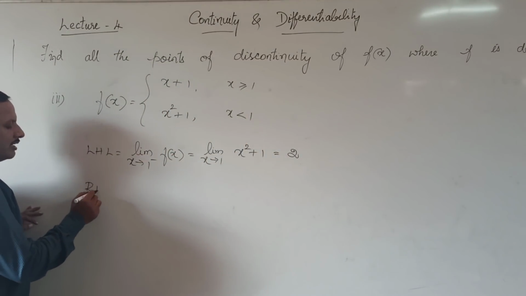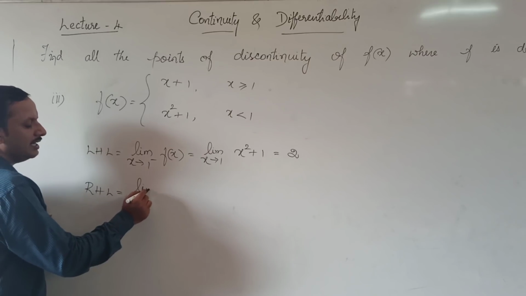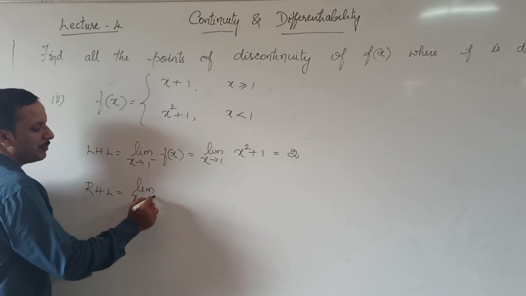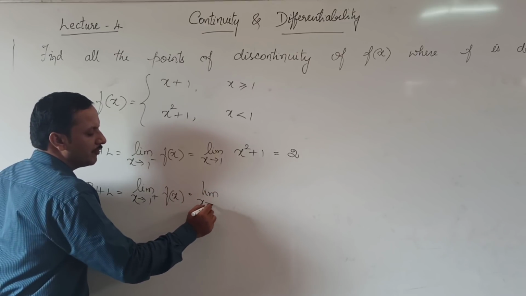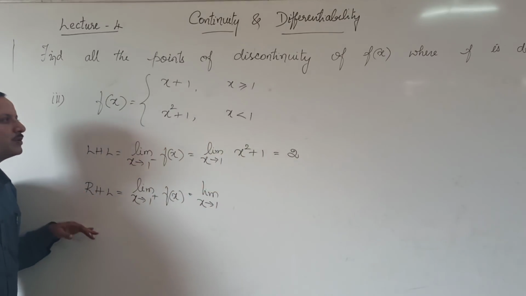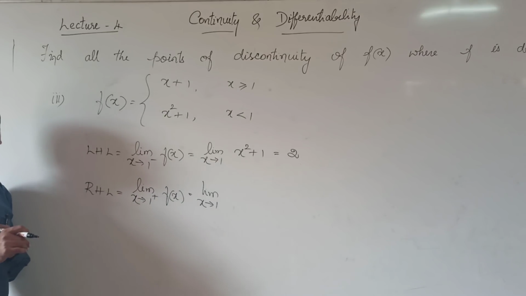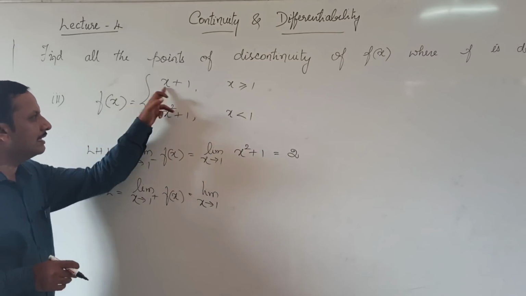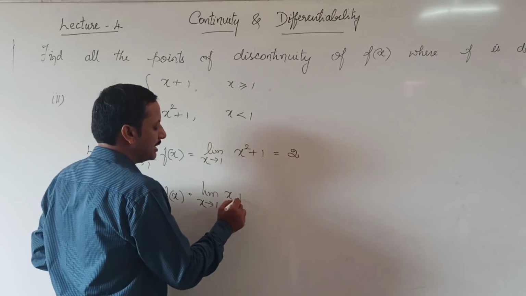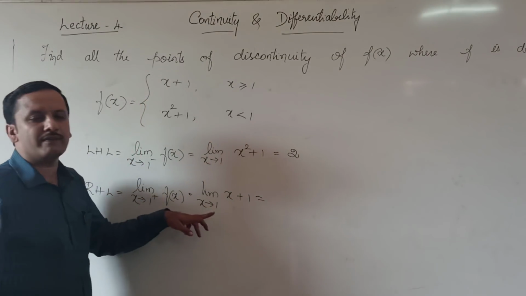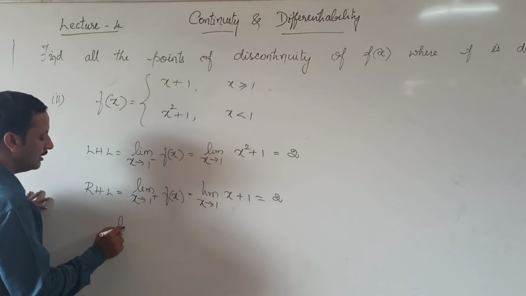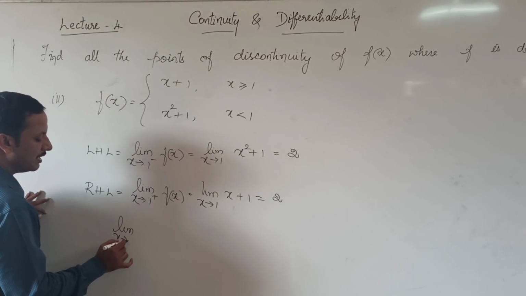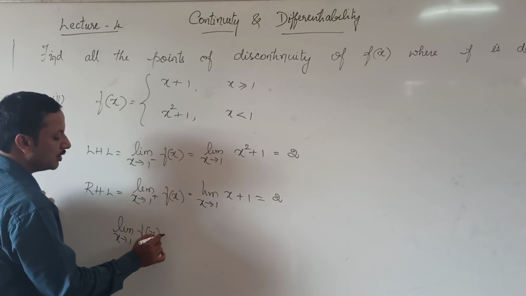Then right hand limit, that's equal to limit x tends to 1 plus f of x. It means x is approaching 1 from right side. When x approaches 1 from right side, means whenever x is greater than 1, the function is defined as x plus 1. Apply the limit here, we get 1 plus 1, which is 2. So I can write limit x tends to 1, f of x is equal to 2.